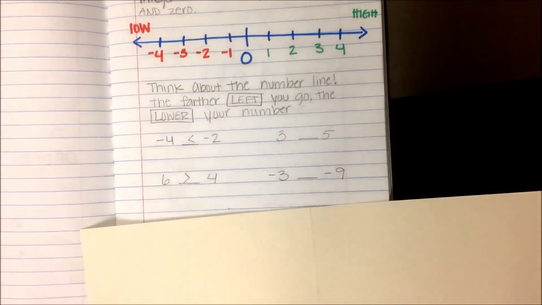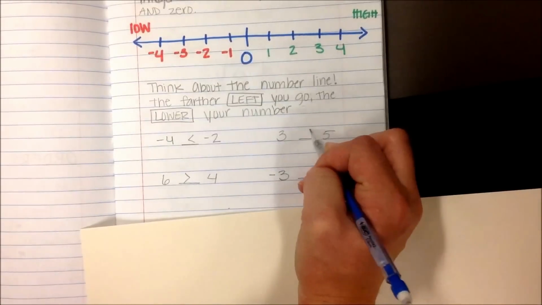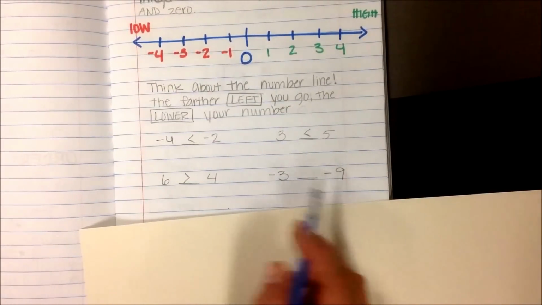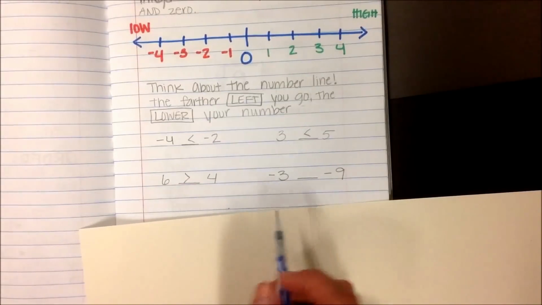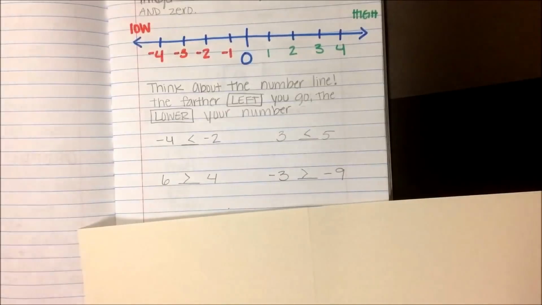3 blank 5. Again, that's easy. Those are both positives. I know that 3 is less than 5. And -3 blank -9. This one makes me think a little bit. If I have -$3, is that more or less than -9? Well, because it's on the other side of 0, everything changes. So -3 is actually greater than -9.